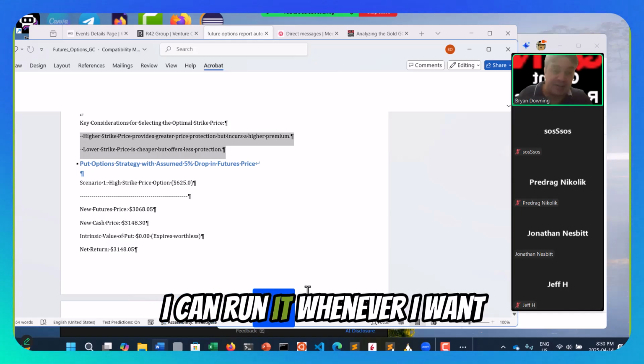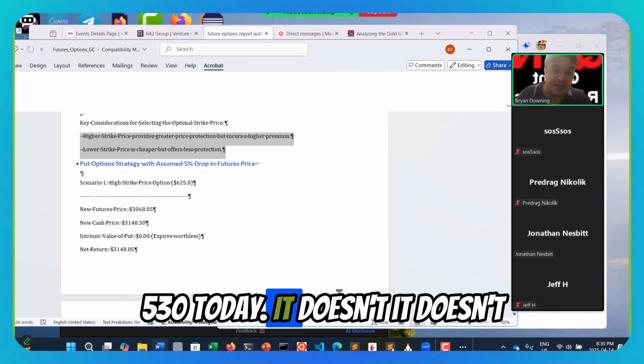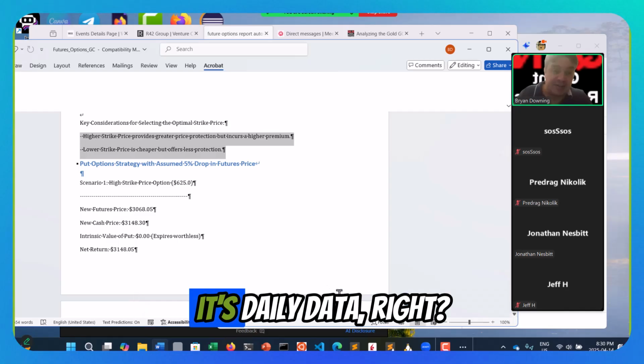For your daily run, can I run it at the end of whenever I want? These were generated at 5:30 today. It doesn't really affect anything because it's daily data, right?